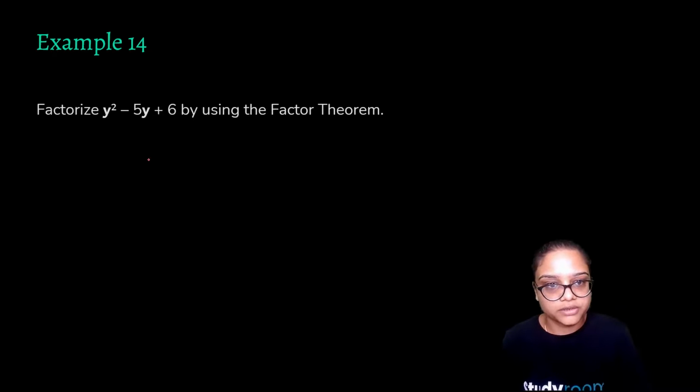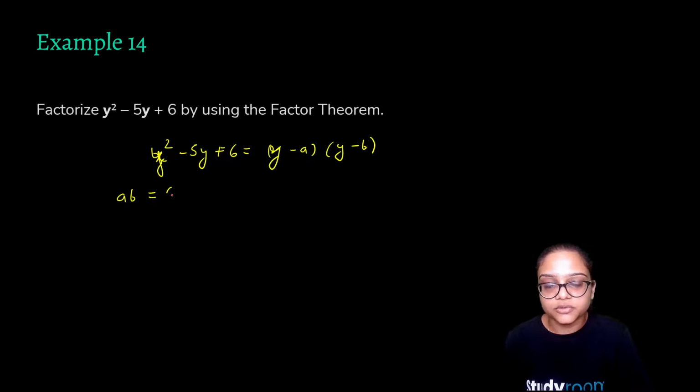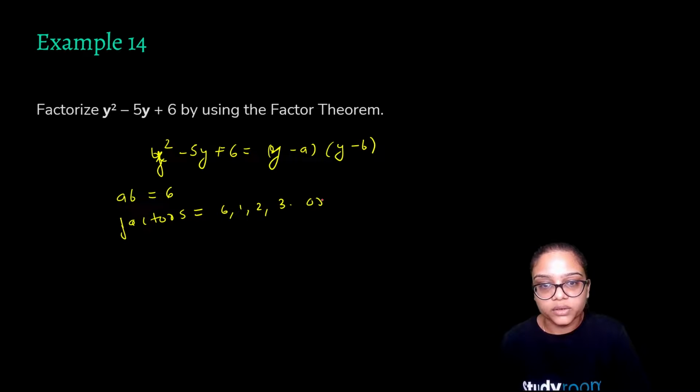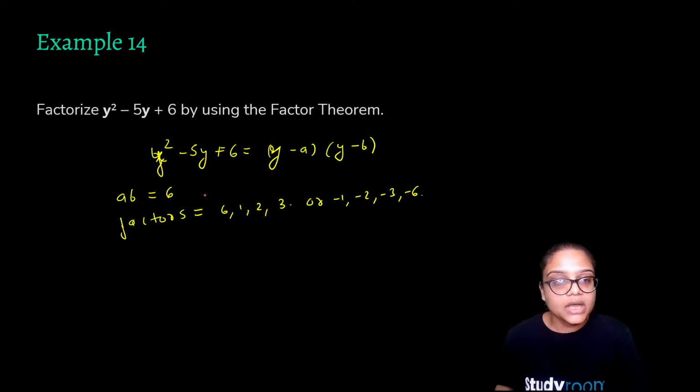Again a question on the factor theorem. So similarly, sorry, it's y, so I'll write y, and we're going to write it in the form y minus a into y minus b. Again you can compare: ab is equal to 6, and the factors of a, b. Factors of 6 are 6, 1, 2 and 3, or the negatives.